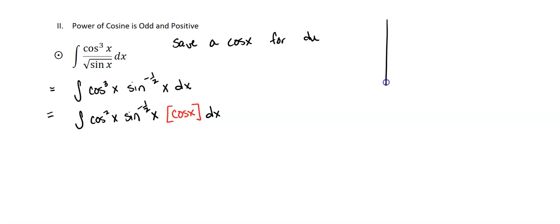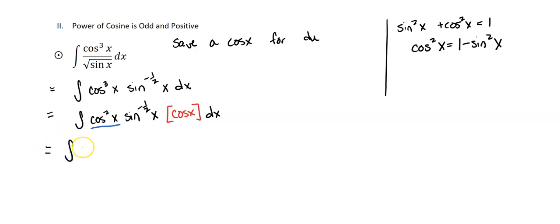Now, remember, we know that sine squared of x plus cosine squared of x is equal to 1. So that means cosine squared of x is equal to 1 minus sine squared of x. So where I have a cosine squared of x, I'm going to replace it with 1 minus sine squared of x. So this will be the integral of 1 minus sine squared of x times sine to the negative 1/2 of x times that reserved cosine of x, all with respect to x. And now I'm going to follow the process through.